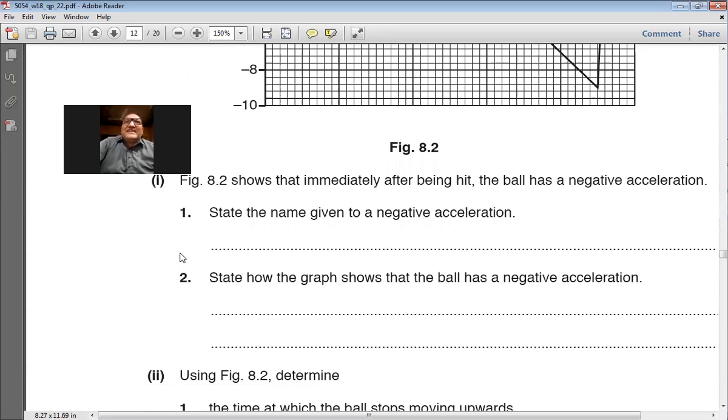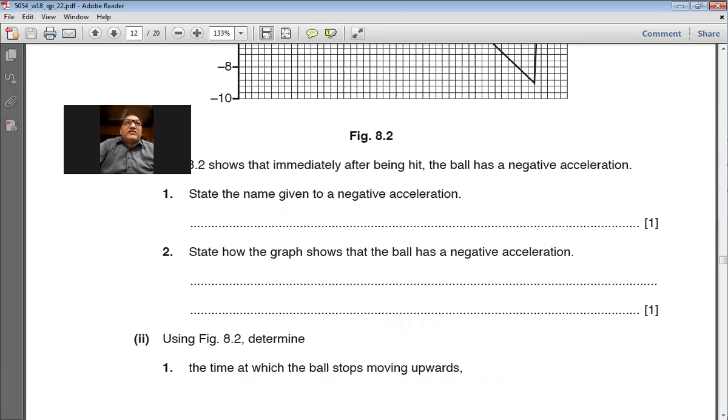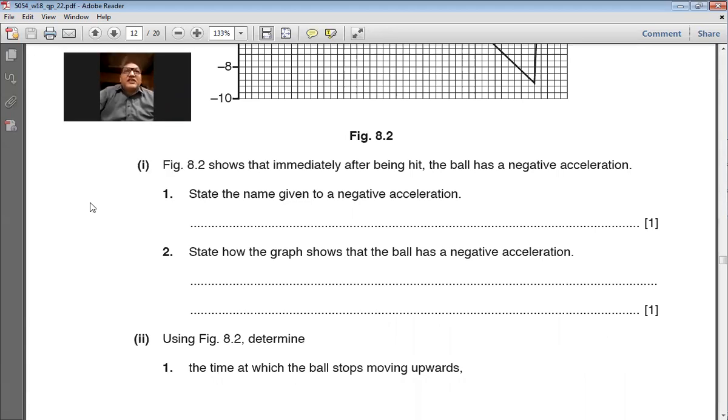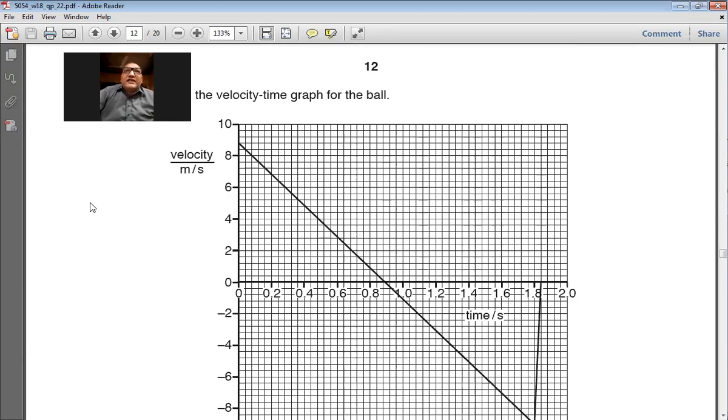Okay. So the name given to negative acceleration: negative acceleration means deceleration, or we call it retardation. State how the graph shows that the ball has a negative acceleration. If in a graph you move from left to right and you observe that the graph is coming downward, that means the acceleration is negative. It means the gradient is negative. If you calculate the gradient of this line, it will be negative.